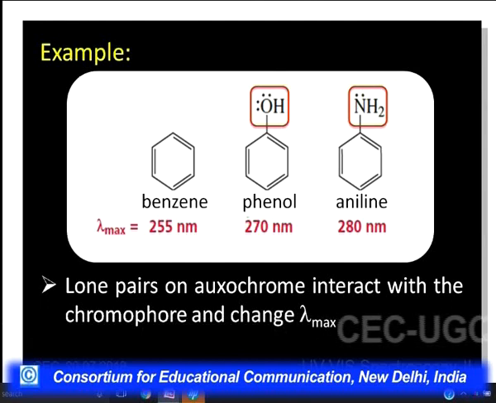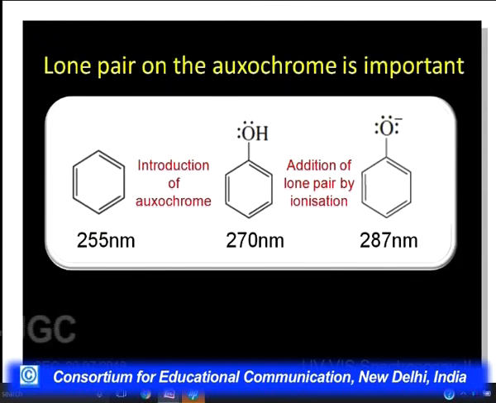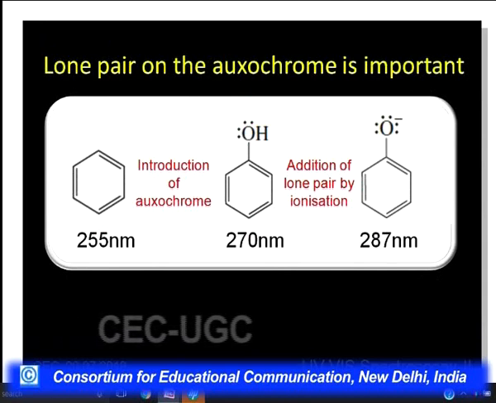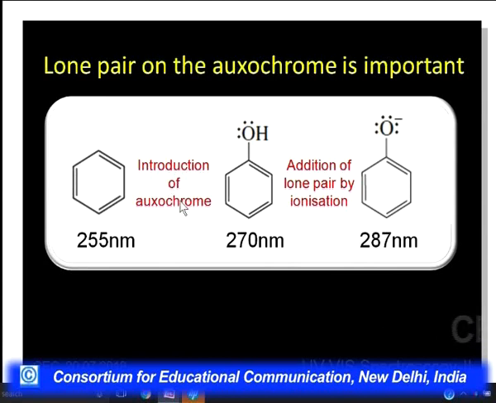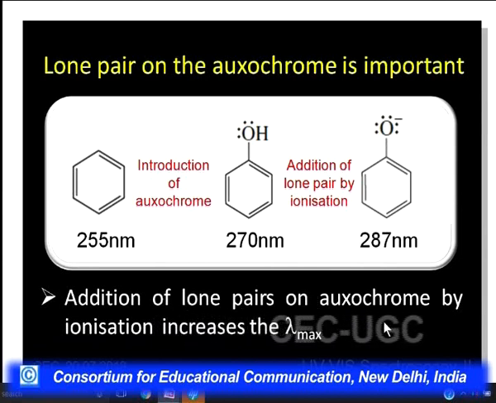We find that these lone pairs are very, very crucial. Let's try to understand with 2 more examples. Again, you have benzene. If you introduce the auxochrome OH group, it becomes phenol, and lambda max shifts from 255 to 270 nanometers. But if I ionize this phenol to phenoxide, there is addition of one more lone pair. There were 2 lone pairs, now there are 3. Lambda max goes from 270 to 287 nanometers. That is, addition of a lone pair on the auxochrome by ionization increases lambda max.